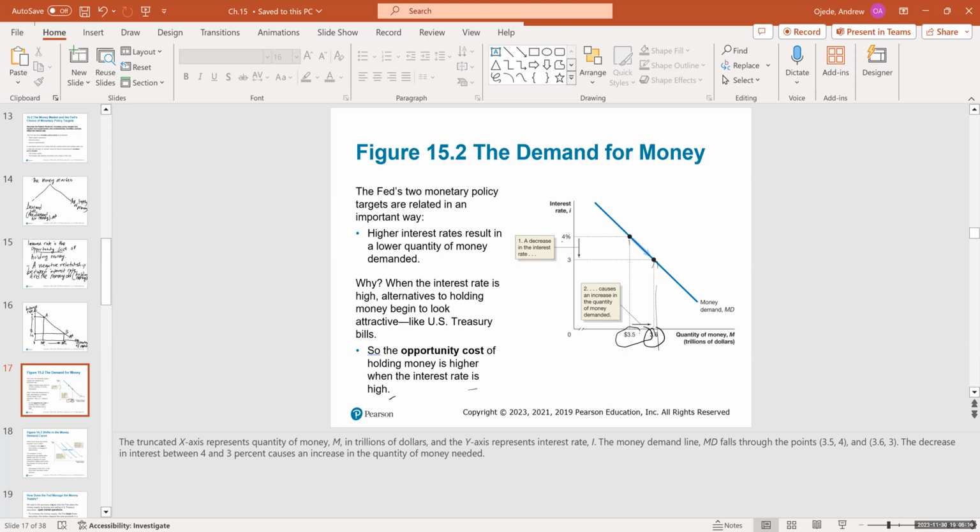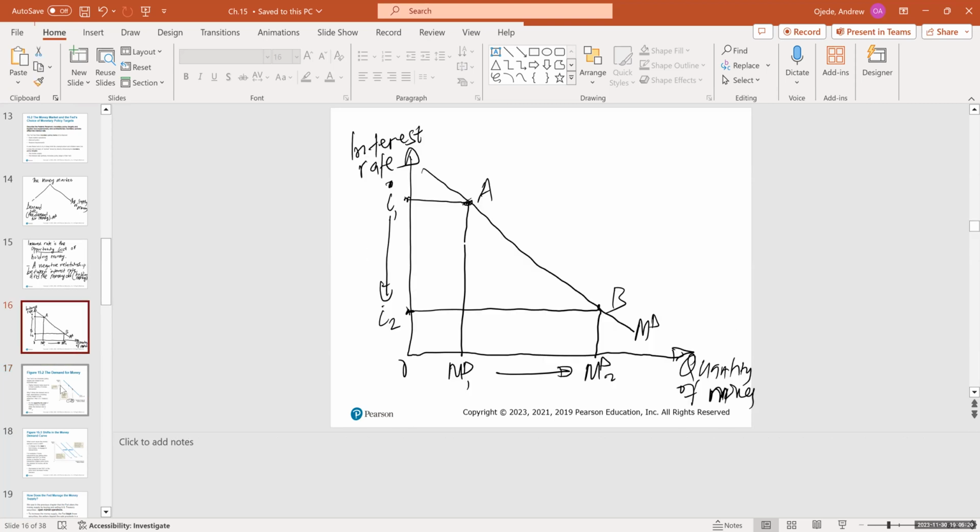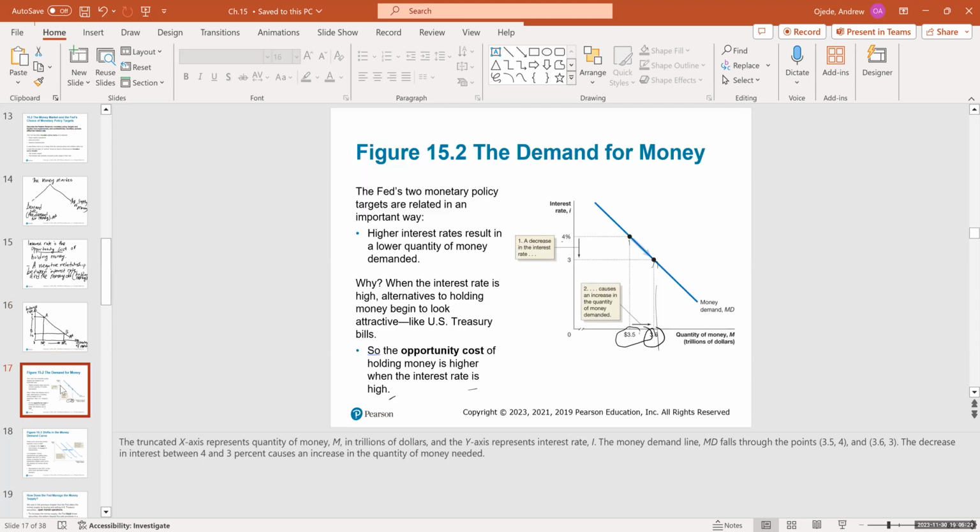Now, we also learn in economics that when interest rate changes, like say you move from 4% to 3%, you move along the same money demand curve. But we also know that demand for money can shift. While I'm saying that interest rate is a primary determinant of the demand for money, I'm not in any way suggesting that that is the only determinant of money demand.